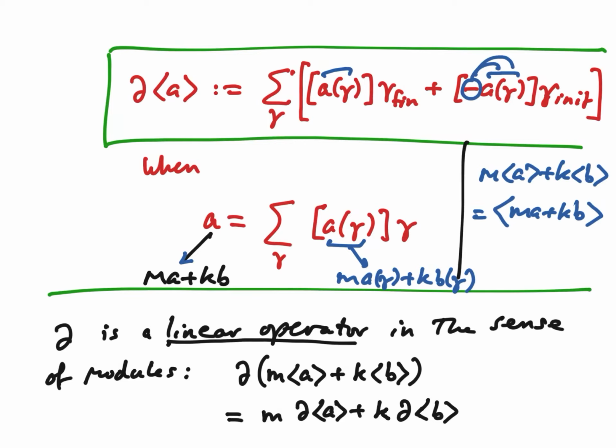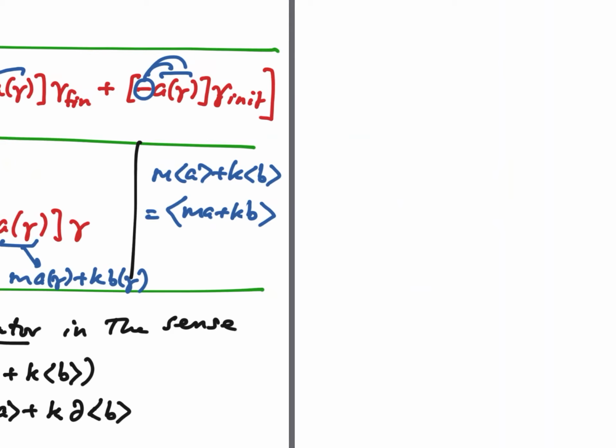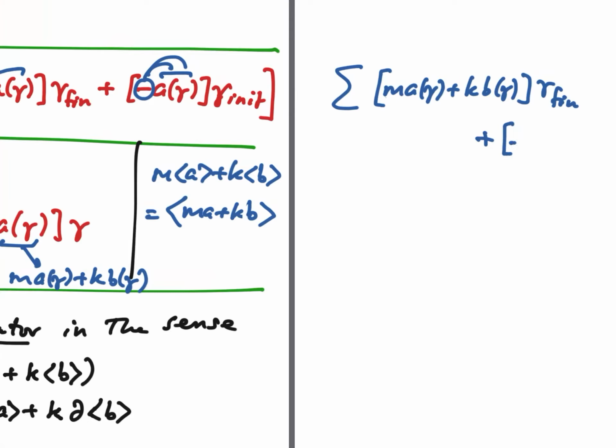Now, as formal sums, let's say I write down this formal sum where I now have inside here ma of gamma plus kb of gamma, times gamma final. And then I have the other term as well, which has minus, I better write it. The other term in here is going to have minus ma of gamma minus kb of gamma, times gamma initial.